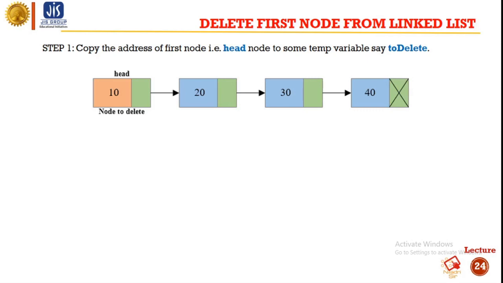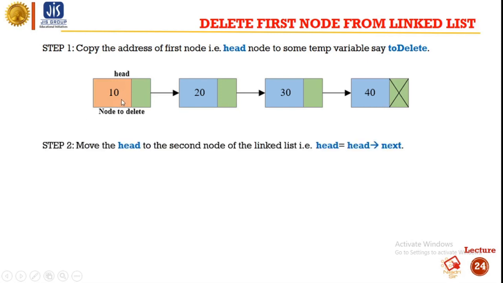As you can see, the copy of the address of the first node, that is this is the first node, and the address will be copied, that is head node to some temp variable say toDelete. So there is a variable toDelete and we have copied the address of this first node there.